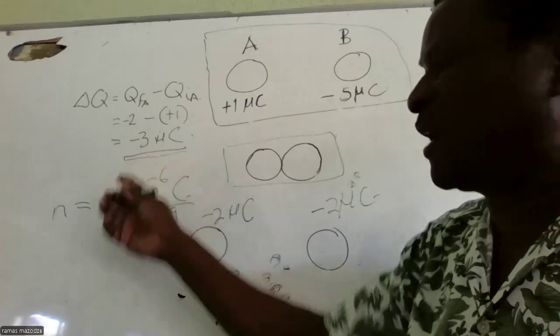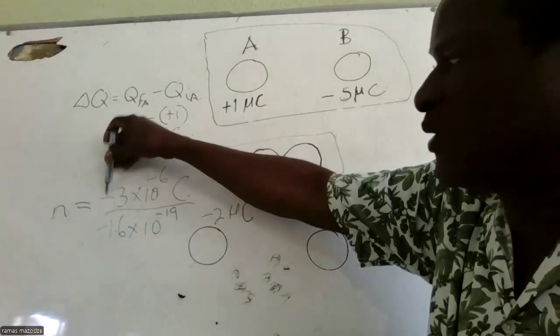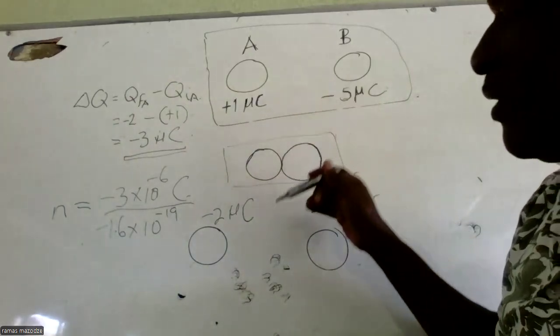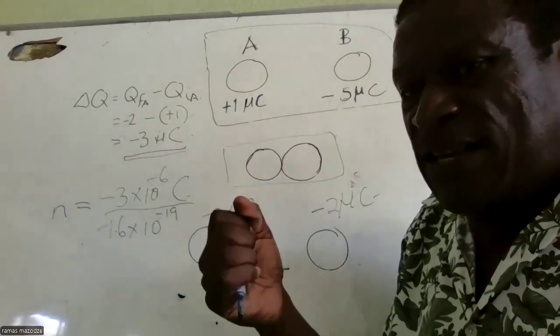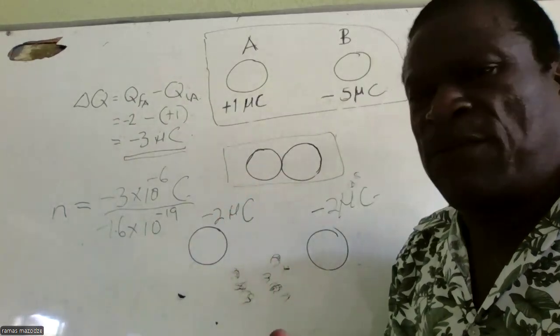Then if you do the sum there, you get the number of electrons, just a number, the negatives will cancel. If it's a positive answer there, you have to check what the initial charge was and what the final charge was to see if it was charge gained or charge lost. That is all. So I hope this is very simple.